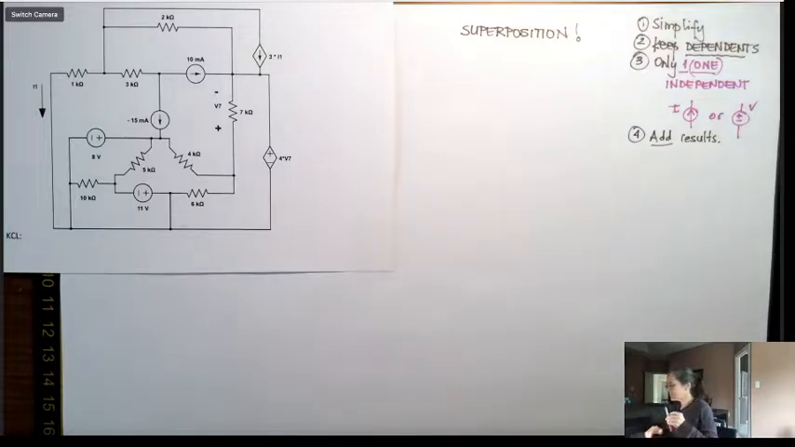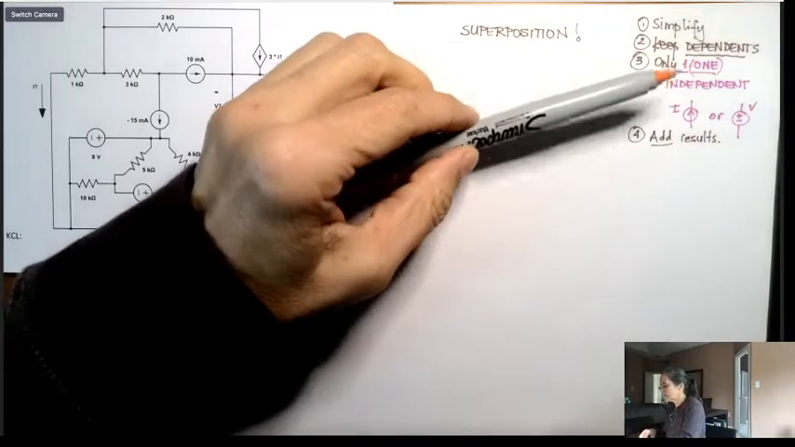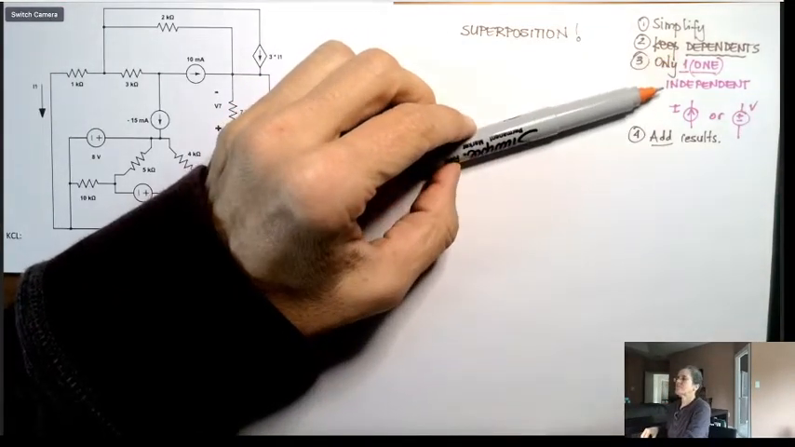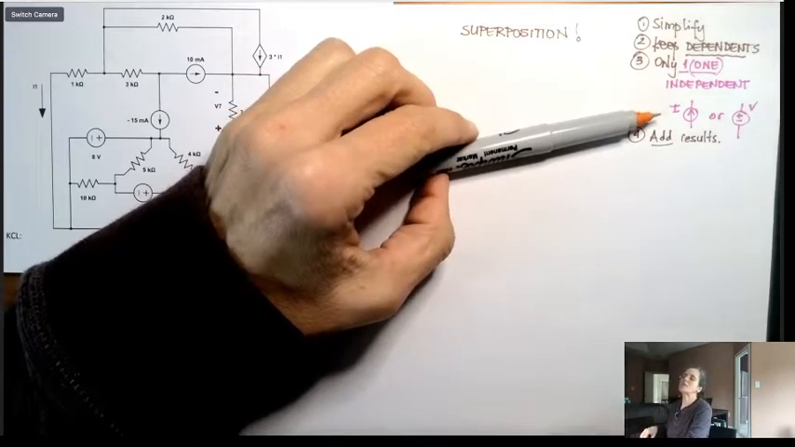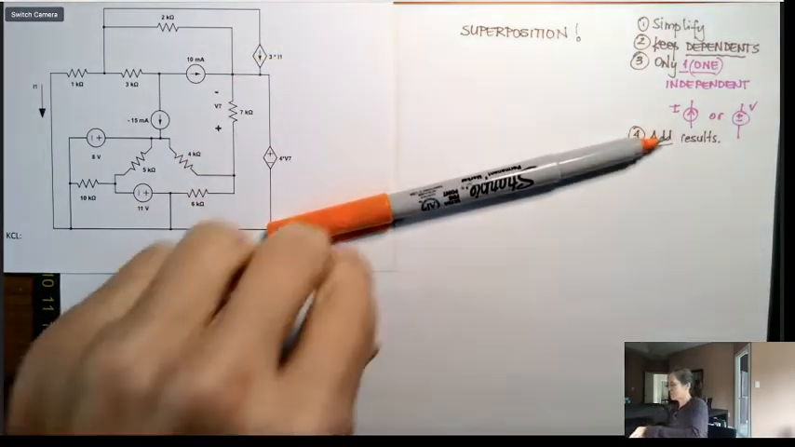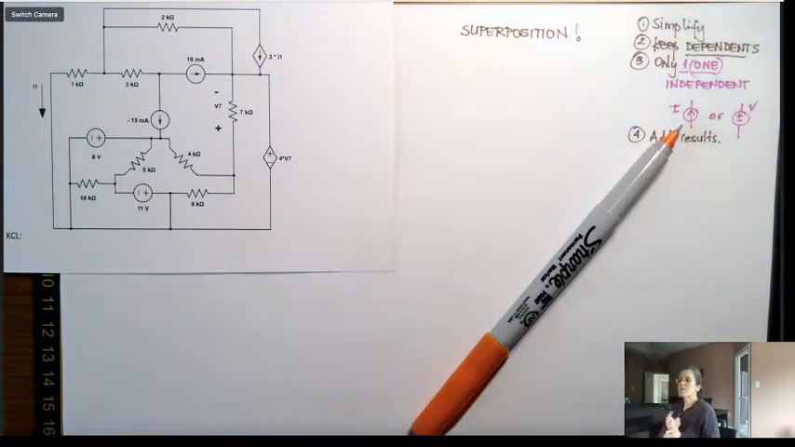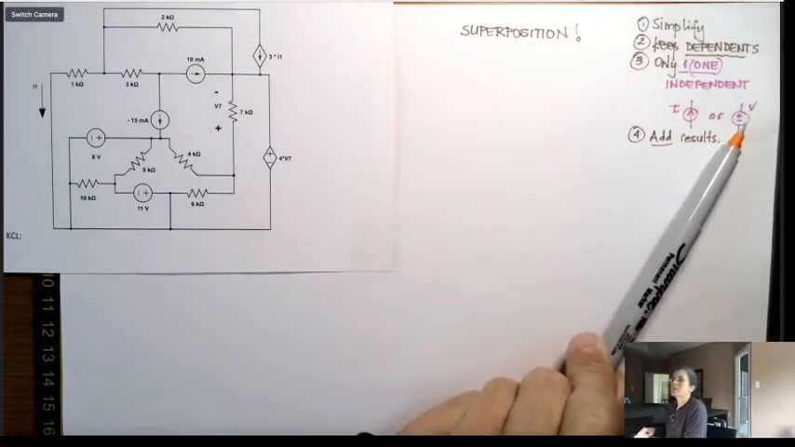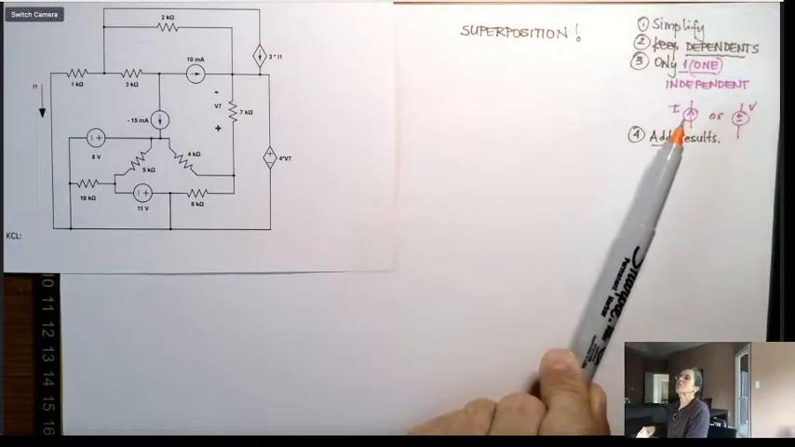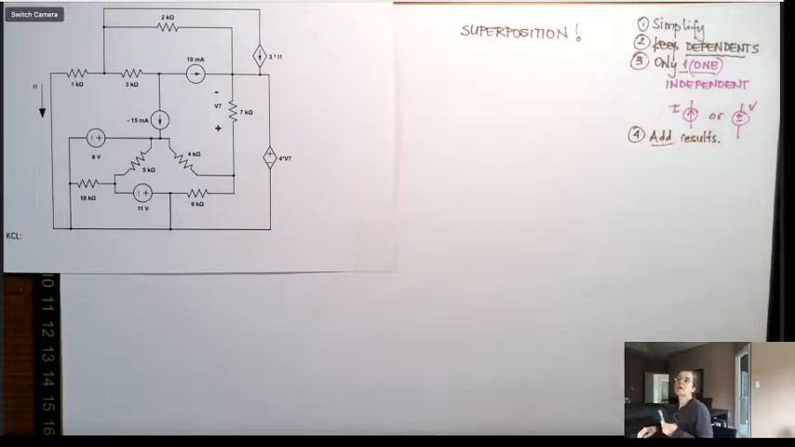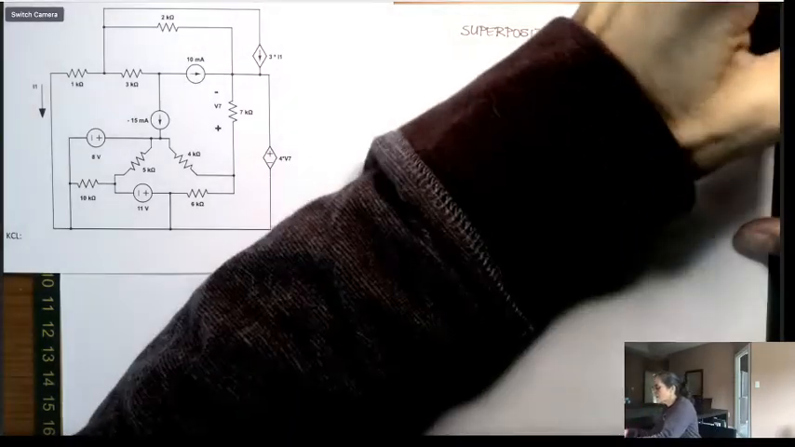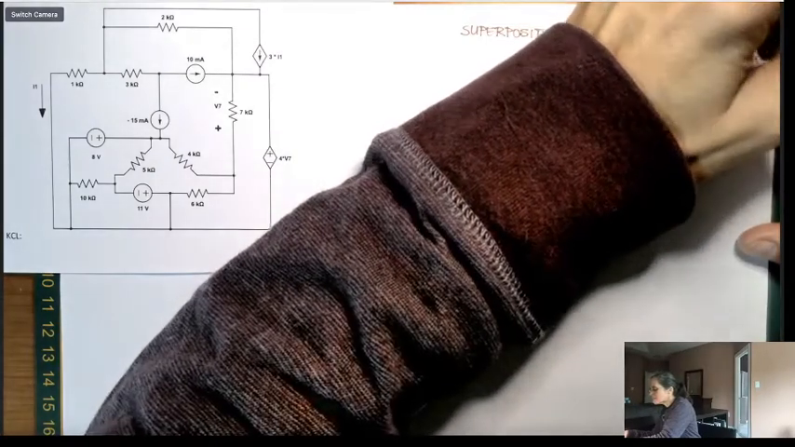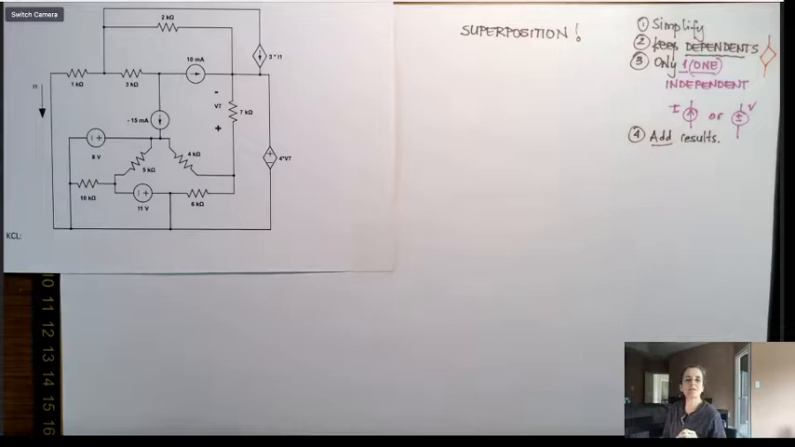There are only two kinds of power supplies, independent or dependent. The independent supplies come in two flavors, at least for the purposes of 285, either current or voltage. If you see a circle that has a plus and a minus inside, it's a voltage supply. If you see a circle that has an arrow inside, it's a current supply. These are the two kinds of supplies that matter for superposition. The dependent sources are the diamond ones, both with arrows and pluses and minuses inside.